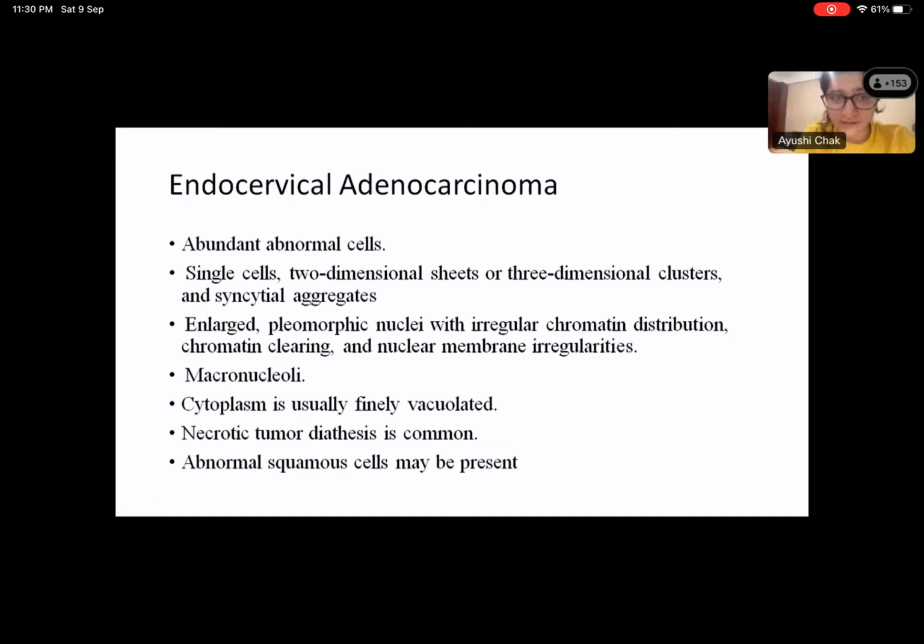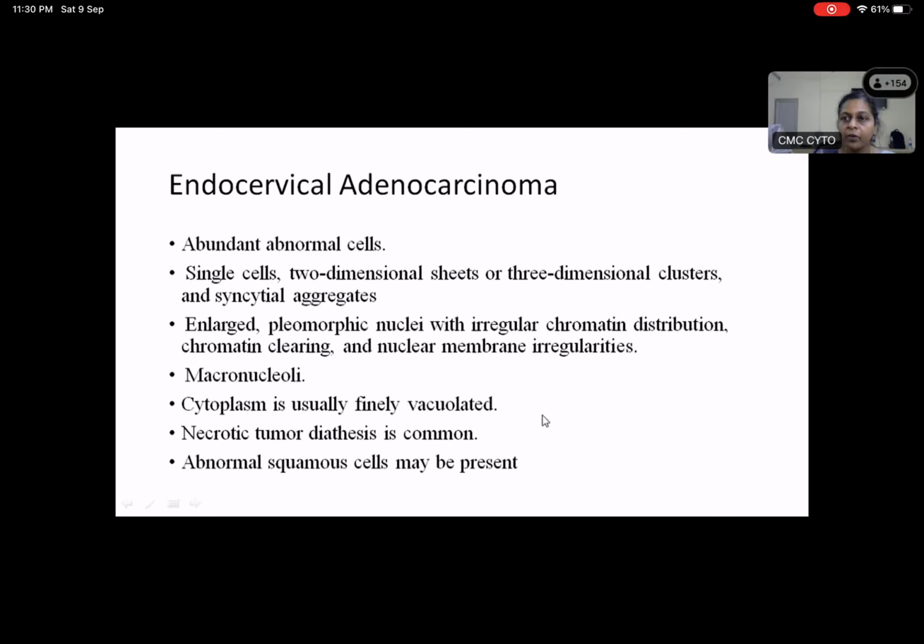Okay. So, in endocervical adenocarcinoma, you'll have a lot of abnormal cells. They will be present as single cells, two-dimensional sheets, three-dimensional clusters, or syncytial aggregates. And we saw these enlarged pleomorphic nuclei with irregular chromatin clearing, nuclear membrane irregularities. Macronucleoli also can be found. I'm sorry, none of my pictures actually showed that, but macronucleoli can be found. Cytoplasm can be vacuolated. Tumor diathesis is commonly seen, and quite often it coexists with a high-grade squamous lesion also. So you might see abnormal squamous cells also.